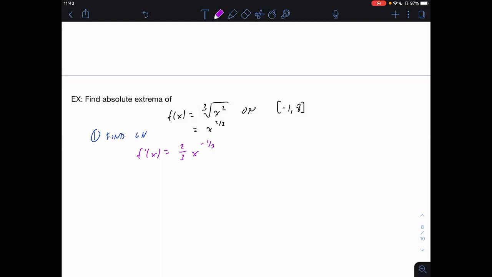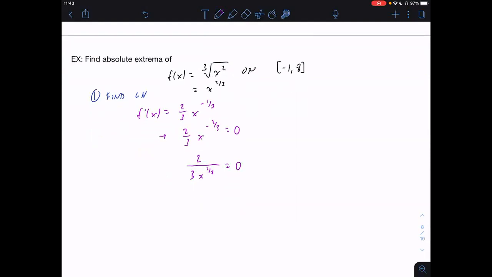So now let's set this equal to 0. So 2/3, x to the negative 1/3. Set this equal to 0. Let's rewrite this a bit. Let's make this negative power into a positive by flipping it. So this would be 2 over 3 times x to the 1/3 equal to 0. And recall from 3.1, our critical number is the value of x that either makes our function 0 or undefined.